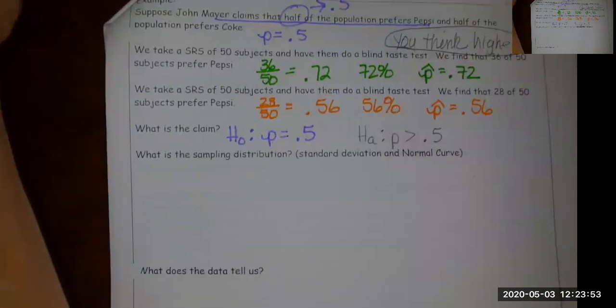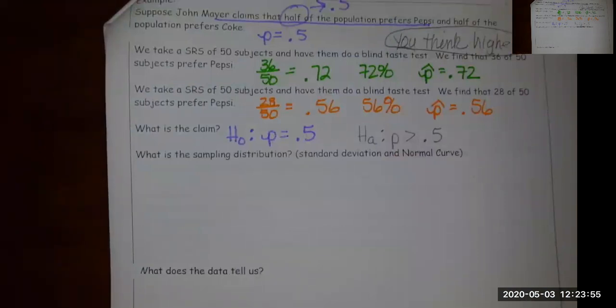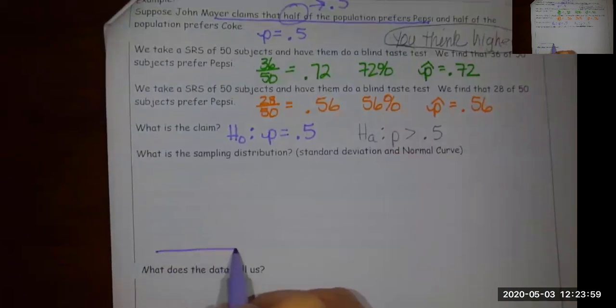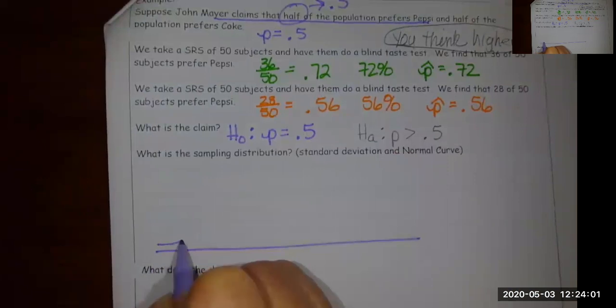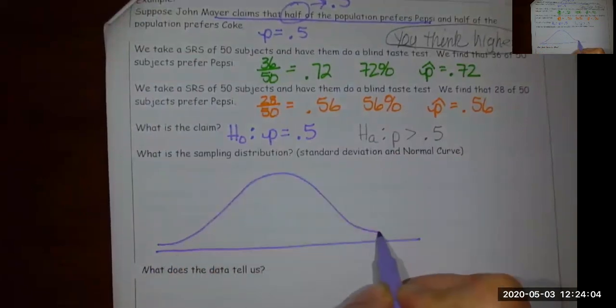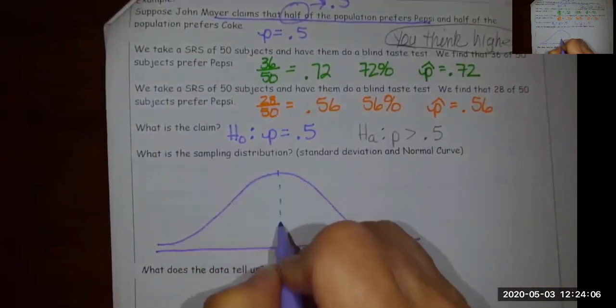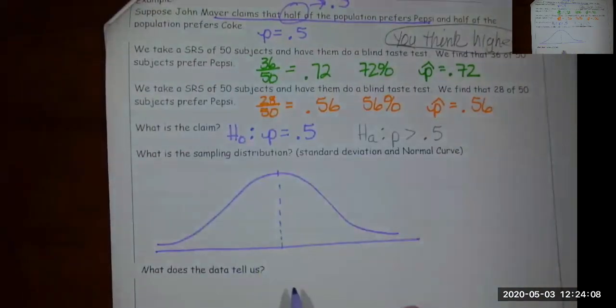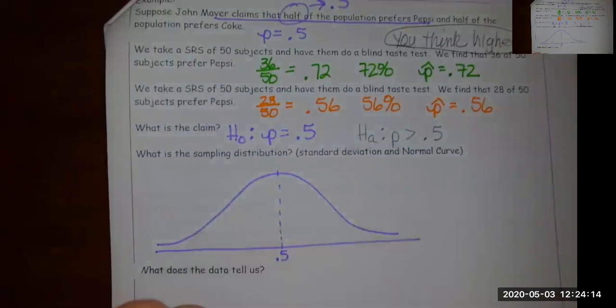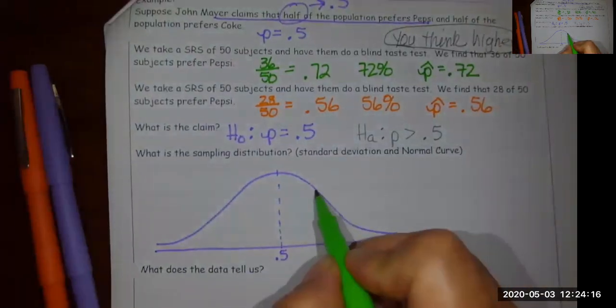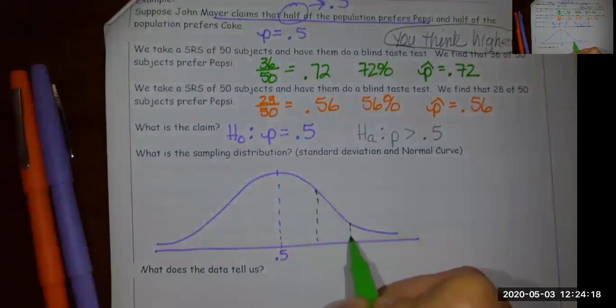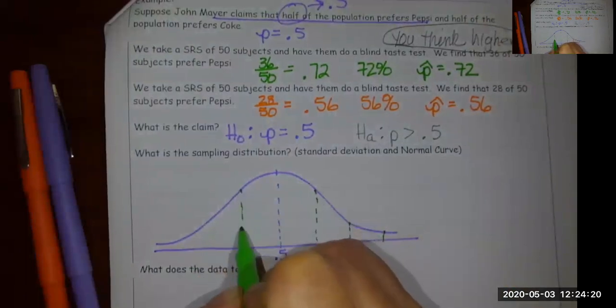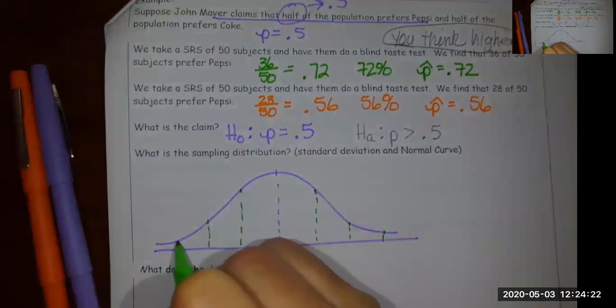So let's look at the sampling distribution. What do we need to do for a sampling distribution? Well, we know that's the normal curve, right? And here John Mayer says that 0.5 is the middle. That's his claim. So we need to fill in our standard deviations, correct? This is, again, good practice with this. How do we fill in our standard deviations?